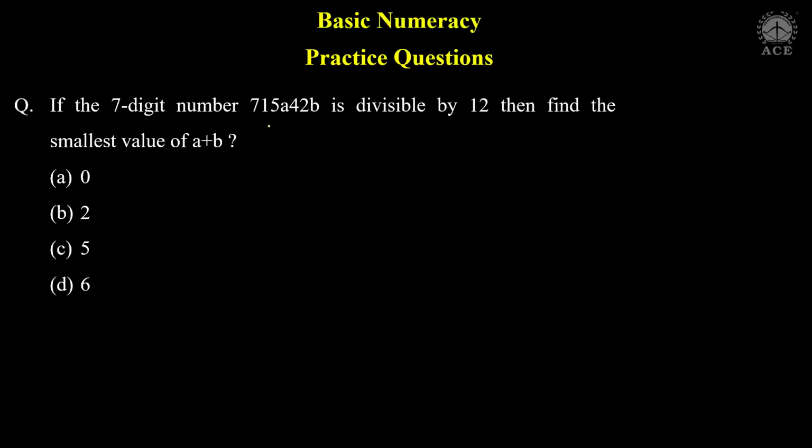Yeah, my dear friend. So now this 7-digit number is divisible by 12. If you just go through the videos I gave you long back, the divisibility rule for 12 is that the number must be divisible by 3 and the number must be divisible by 4. Then only the number is divisible by 12.